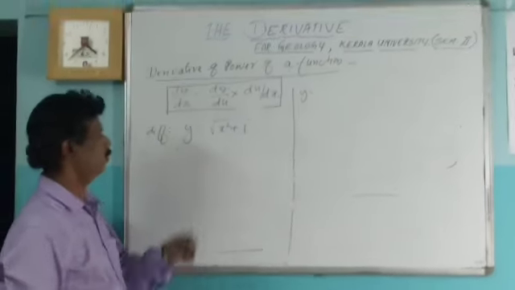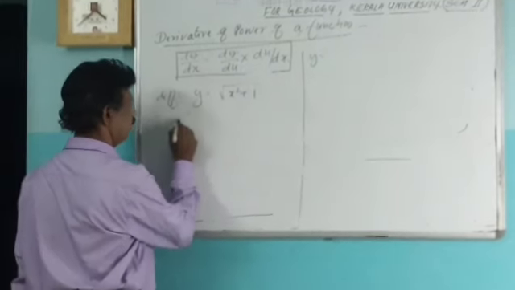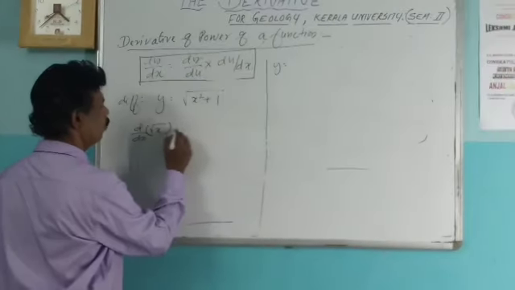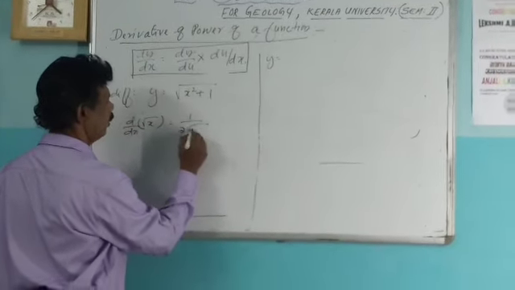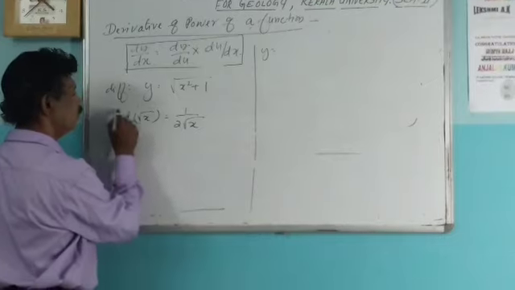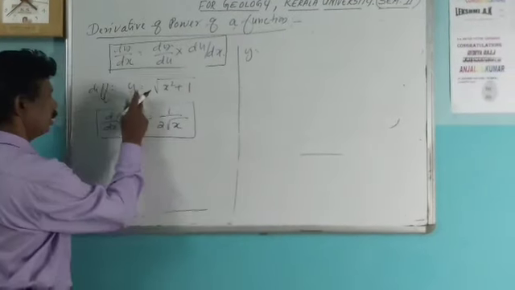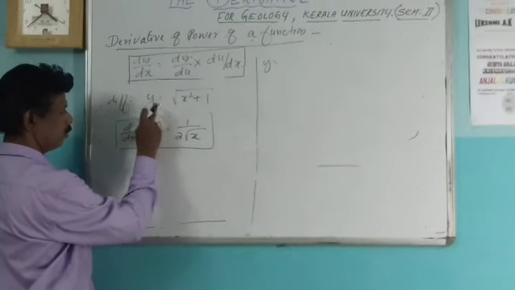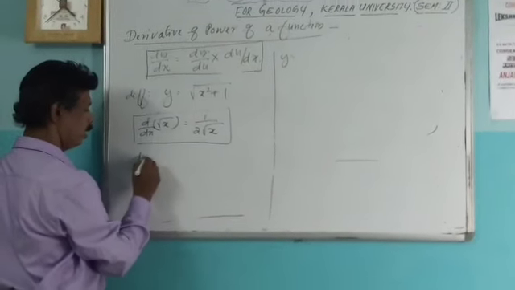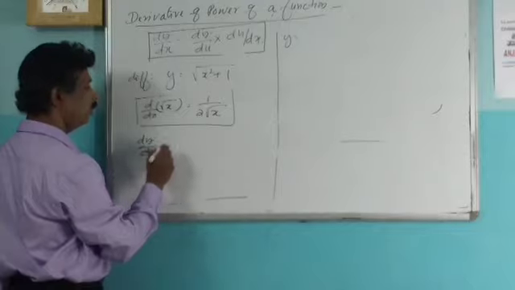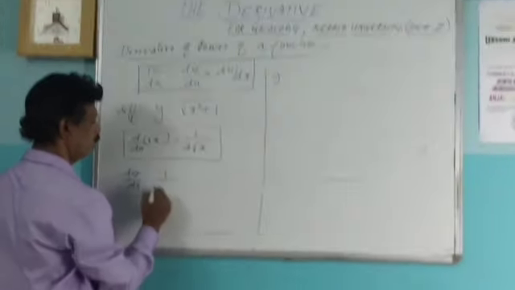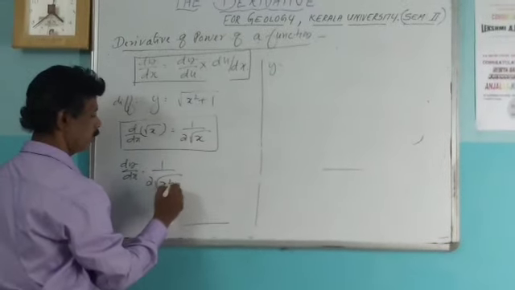Next question, differentiate y equal to root of x square plus 1. See, we know that d by dx of root x is equal to 1 by 2 root x. Then, if y equal to root of x square plus 1, differentiate that function with respect to x, then dy by dx is equal to, this comes as root x, 1 by 2 root x, so 1 by 2 root of x square plus 1.